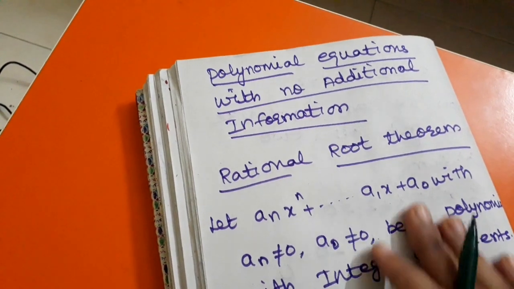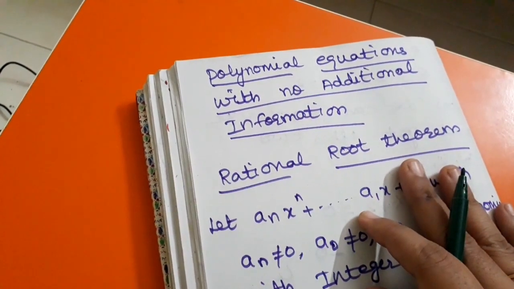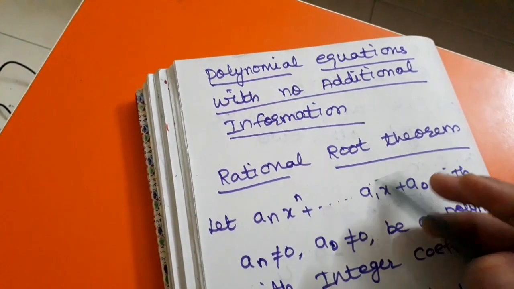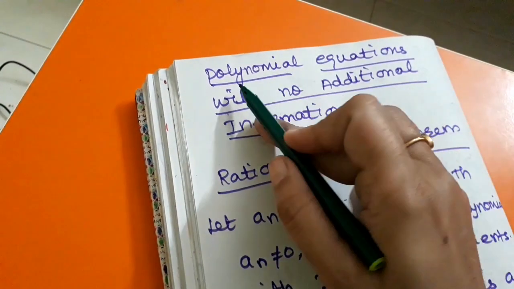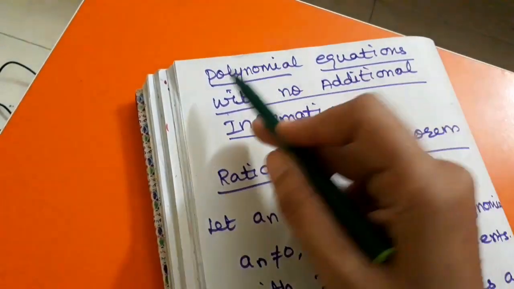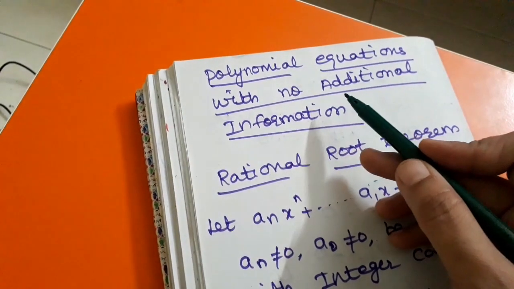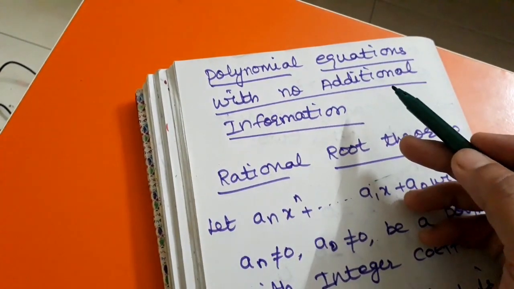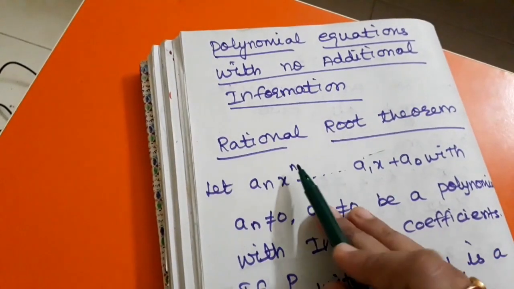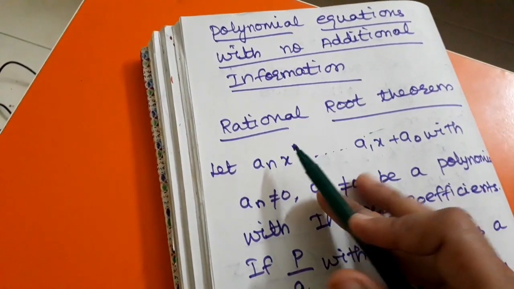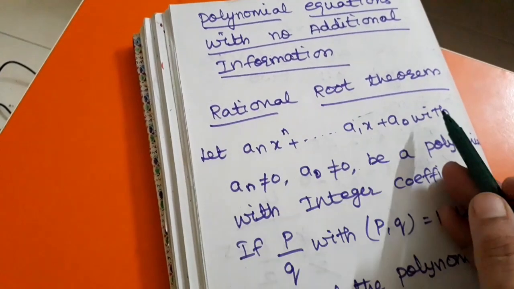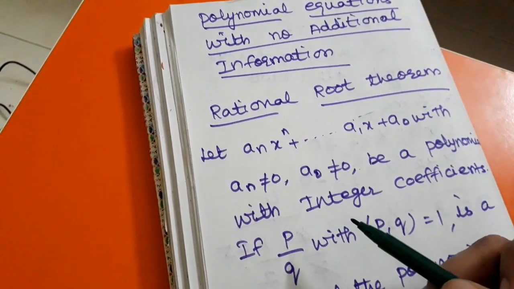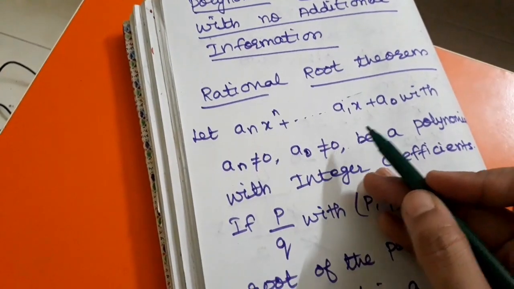Good morning children. Today we are going to continue theory of equation exercise 3.5. Here we are going to discuss polynomial equation with no additional information. First we are going to discuss the rational root theorem. I will give the definition first, and then explain this rational root theorem with an example.